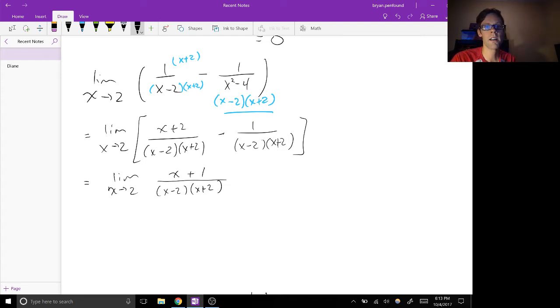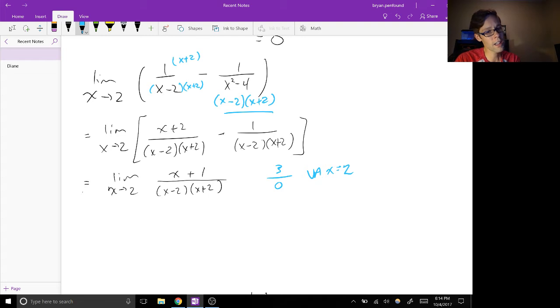Darn, I was kind of secretly hoping that something was going to cancel for us. I'm going to make this limit a little bit easier to work with. Because right now, if I try direct substitution, I'm going to get 2 + 1, which gives me a 3 in the numerator, and I'm going to get a 0 down here in the denominator. So essentially, this is telling me that this function has a vertical asymptote at 2.